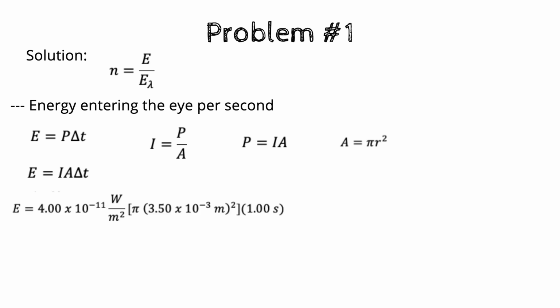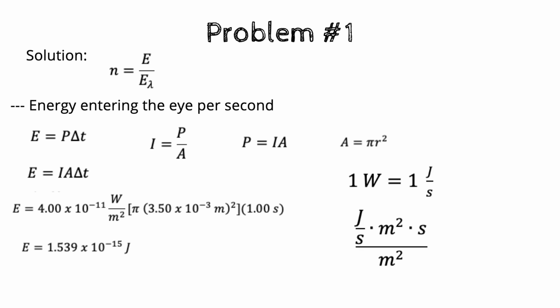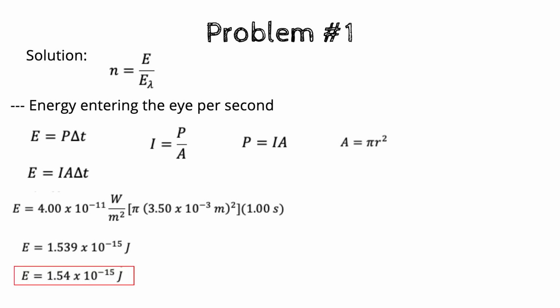Plugging in, we have 4.00 times 10 to the negative 11 watts per square meter times pi times the square of 3.50 times 10 to the negative 3 meters times 1.00 second. We get 1.539 times 10 to the negative 15 joules. It's in joules, because 1 watt is equivalent to 1 joule per second. We cancel the units, second and meter, so we are left with joule. We can also write the energy as 1.54 times 10 to the negative 15 joules, since we have 3 significant digits from the plugged-in values.